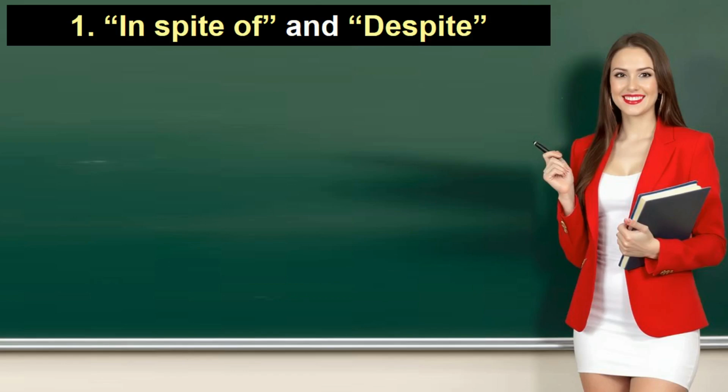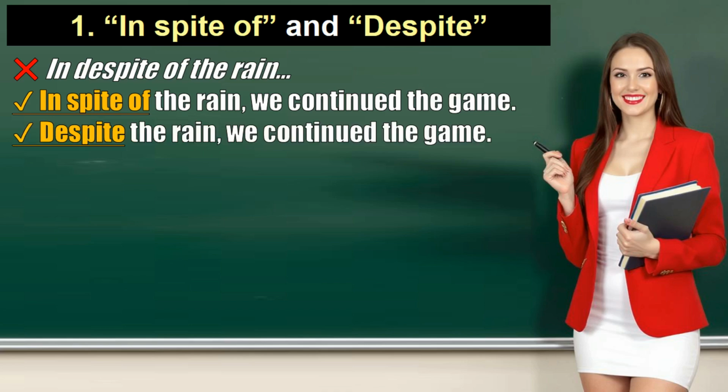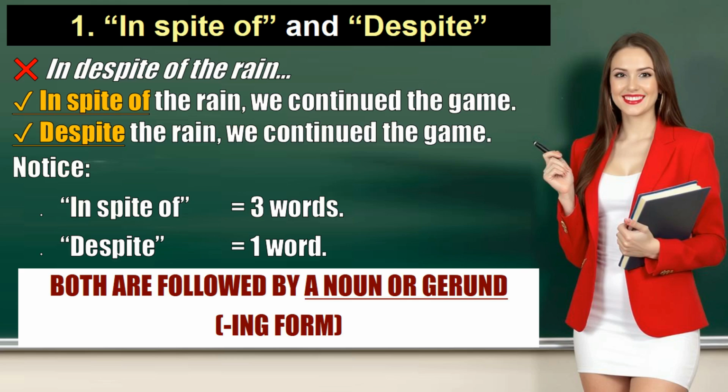1. In spite of and despite. Many students say, "In despite of the rain," no. Correct forms: in spite of the rain, we continued the game. Despite the rain, we continued the game. Notice, in spite of equals 3 words. Despite equals 1 word. And bear in mind, both are followed by a noun or gerund, -ing form.